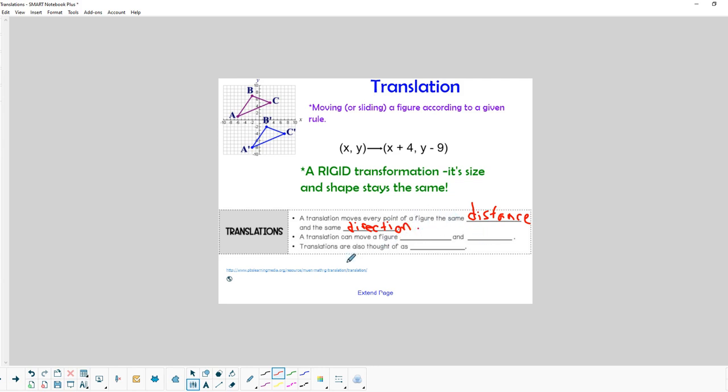Okay, a translation can move the figure up and down or forward and backwards, right? So like we said, it can go forward or backward or up or down, depending on where you need to move it to. And sometimes they're called slides. So a translation can also be called a slide.